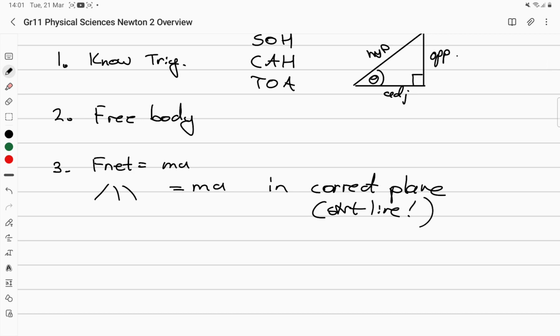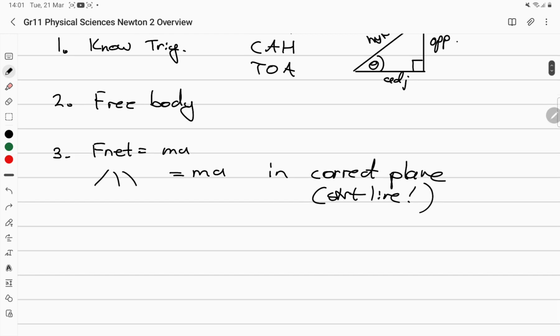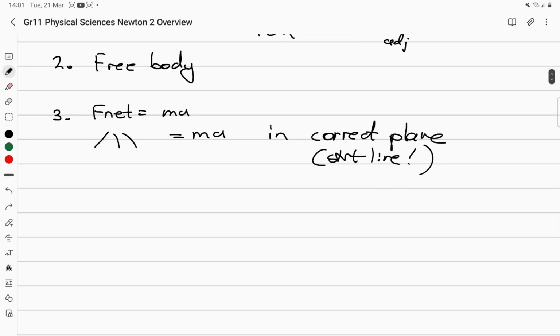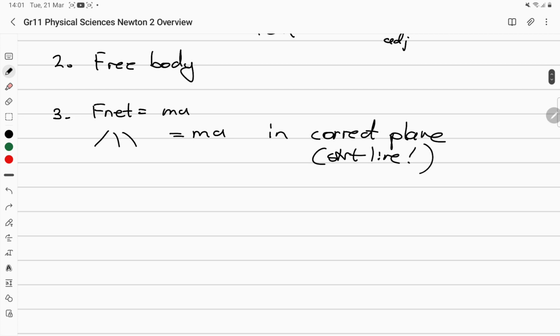And step 3 is the actual Newton 2, which is F net is equal to MA. So you'll always start with that statement in every single Newton 2 problem. Now, this can break up into many things. So there are various, but I also said in the correct plane in terms of your free body diagram.